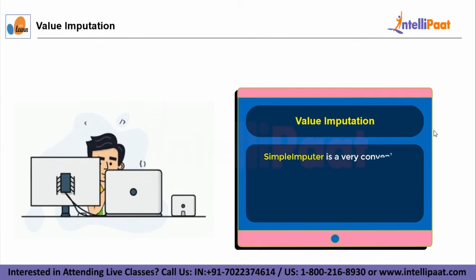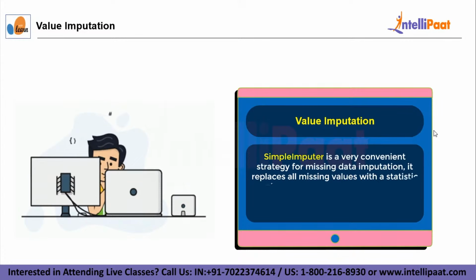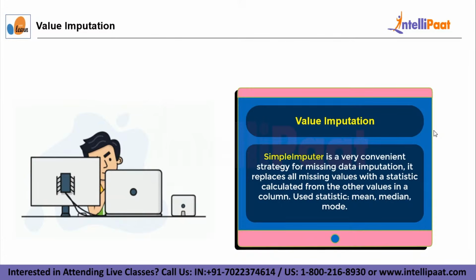In scikit-learn, we have the SimpleImputer class which can help us impute missing values quite easily. This SimpleImputer is a very convenient strategy for missing data imputation. It replaces all missing values with a statistic calculated from the other values in a column. This strategy can often lead to impressive results and avoid discarding meaningful data when constructing your machine learning algorithm. The statistics that this imputer uses are mean, median, and mode.